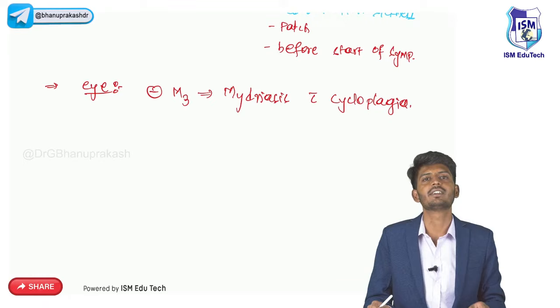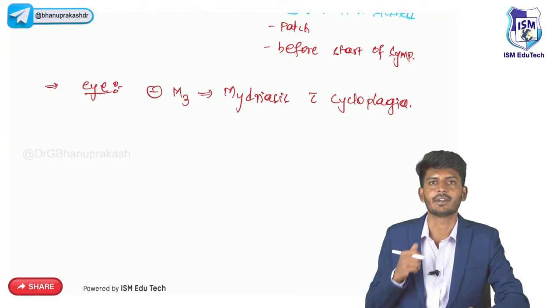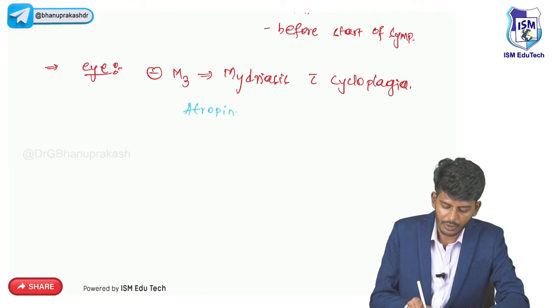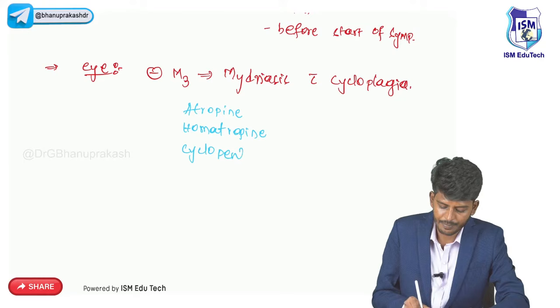Now, mydriatics used in the eye. What are those drugs? Listen to me very carefully, guys, it's very easy for you to understand. We have atropine, we have homatropine. Okay, we have one more drug, cyclopentolate. There is one more drug called tropicamide. Now, what are the MCQs from here?